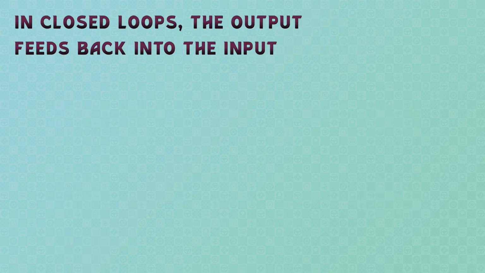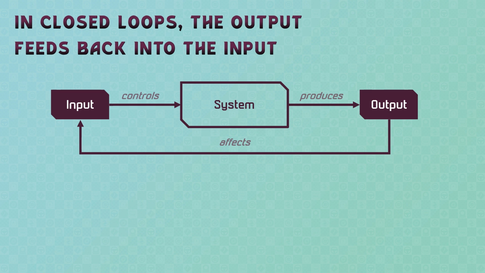Now, in the closed loop, the output of the system literally feeds back into the input, and that's why they're called feedback loops. So it would be this diagram that we already looked at. Input controlling the system produces an output, and that output then affects the input.